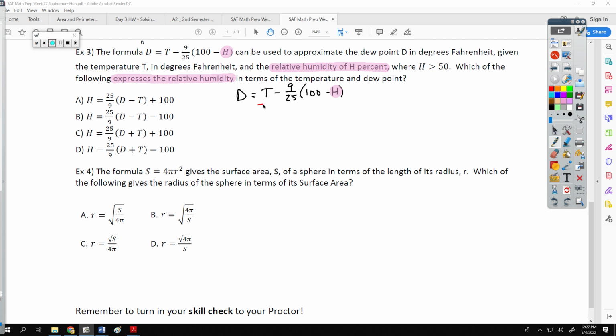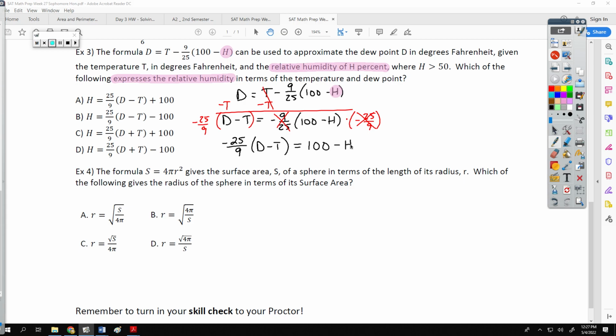So the first step would be to move the T to the other side of the equation, which would give us D minus T equals negative 9/25 times 100 minus H. Then we would multiply both sides of that equation by the reciprocal of 9 over 25, which is negative 25 over 9. That would cancel out that fraction on the right side and would give us negative 25 over 9 times the quantity D minus T equals 100 minus H.